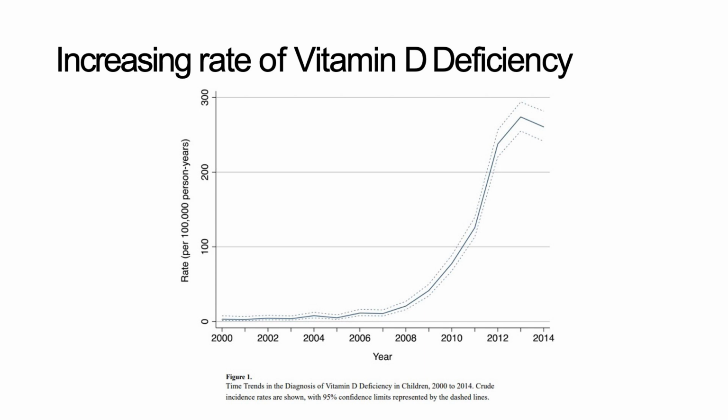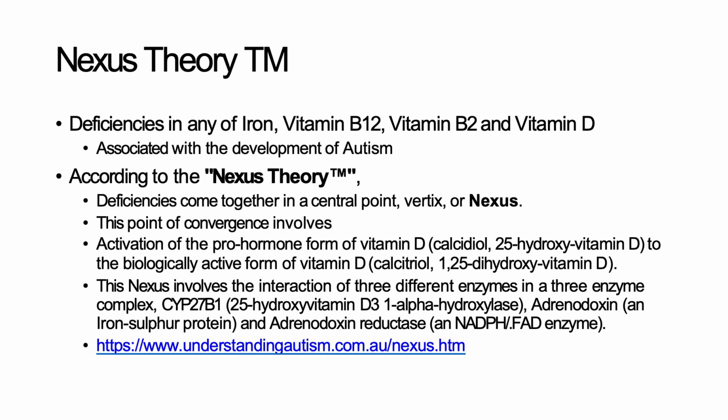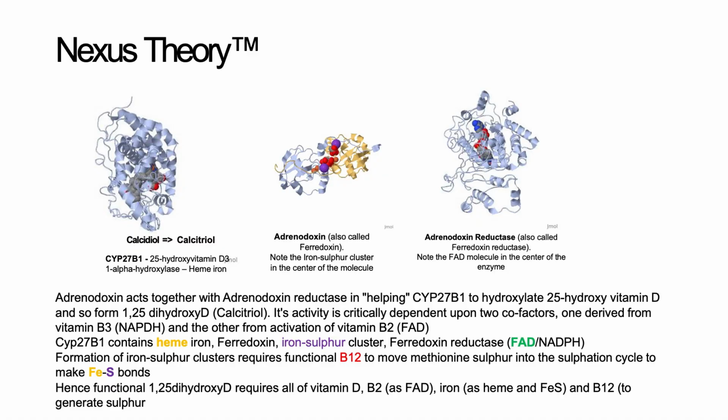When you look at the incidence of vitamin D deficiency, it's just been going up and up since they invented sunscreen, basically. So I thought, well, maybe vitamin D is involved in it. So part of the Nexus theory is to go through, and the last step in activation of vitamin D to the active 1,25-hydroxy D is a step that involves iron. So that's your iron deficiency. It is also a step that involves FAD, one of the active B2 derivatives. So there's your B2 or iodine deficiency.